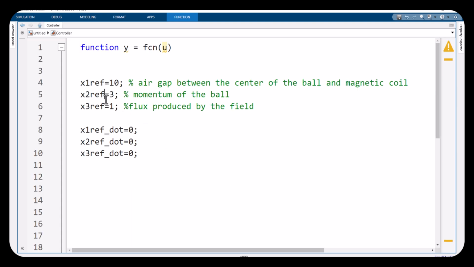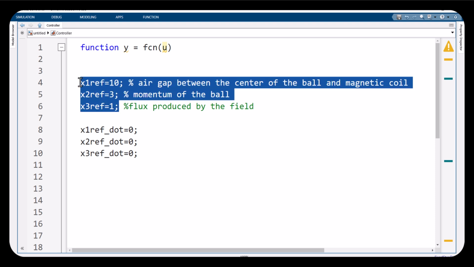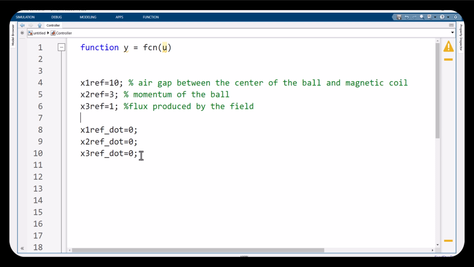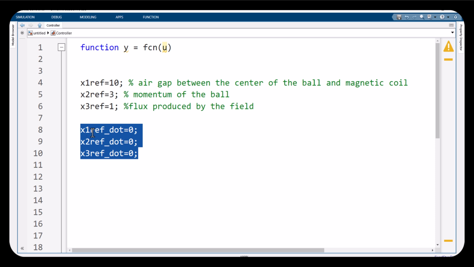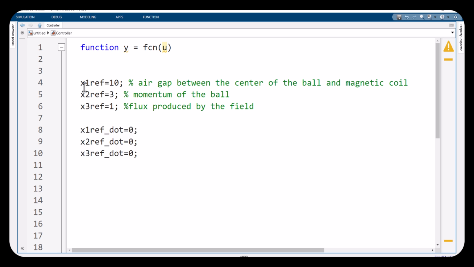So we define the references and we define the derivatives of these references, because this will be used. So we have the reference value for the states and we have the derivative of these references. The derivative of 10 is 0, the derivative of x2 reference is equal to 3. So the double derivative would be, sorry, the single derivative would be 0, and so on.